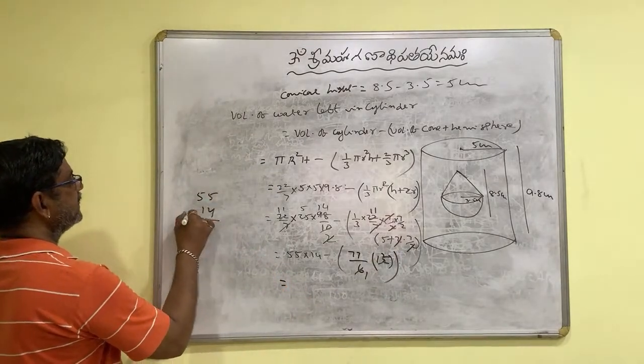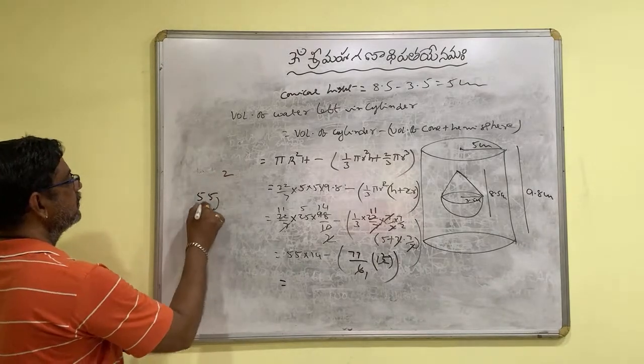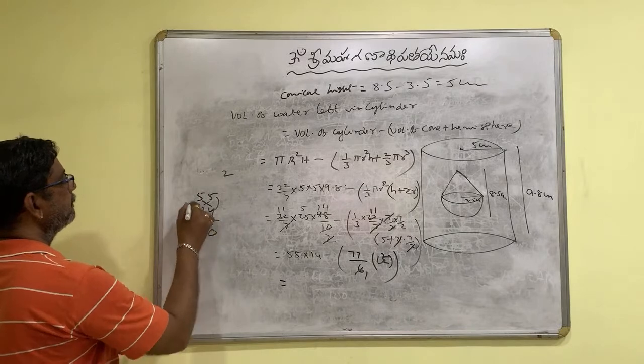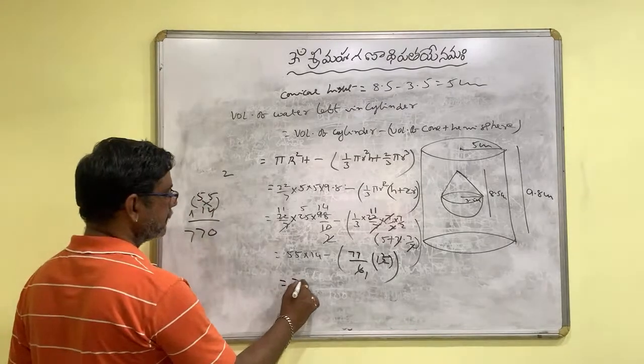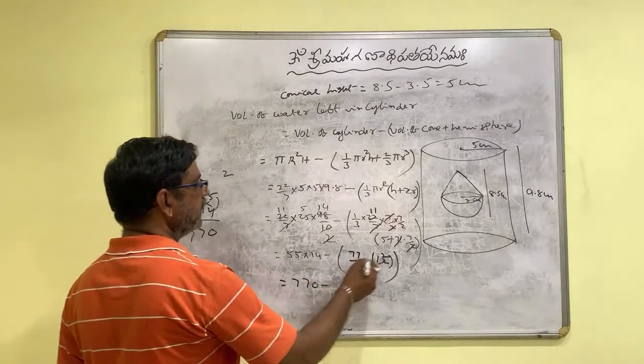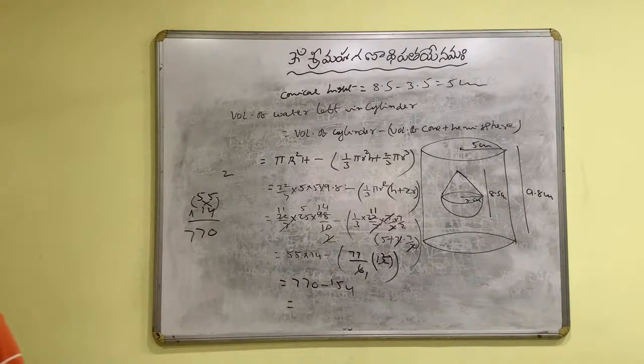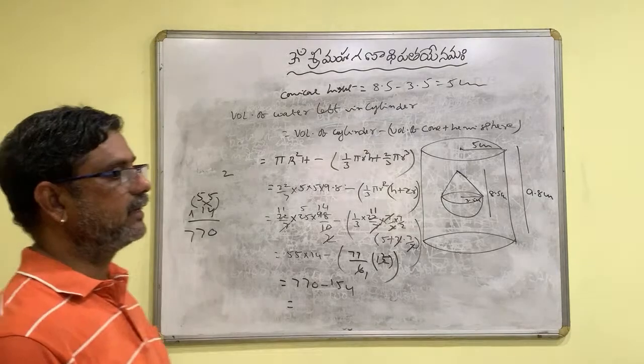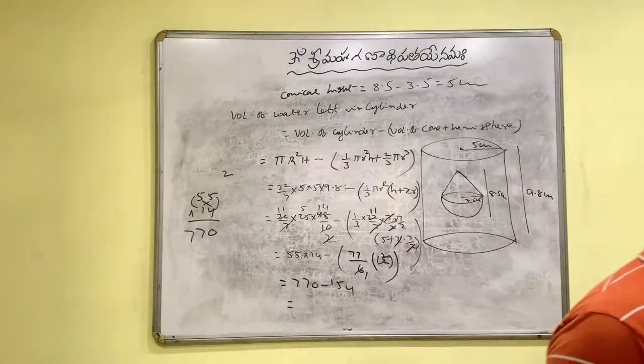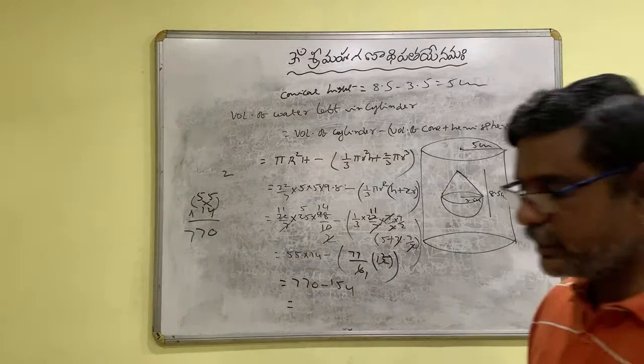55 into 14, apply Vedic method. 5 4s are 20. 20 plus 5, 25, 27. 5, 7, 70. Minus 72 into 77 into 2, 154. Okay. 154 minus 770, how much? 616.